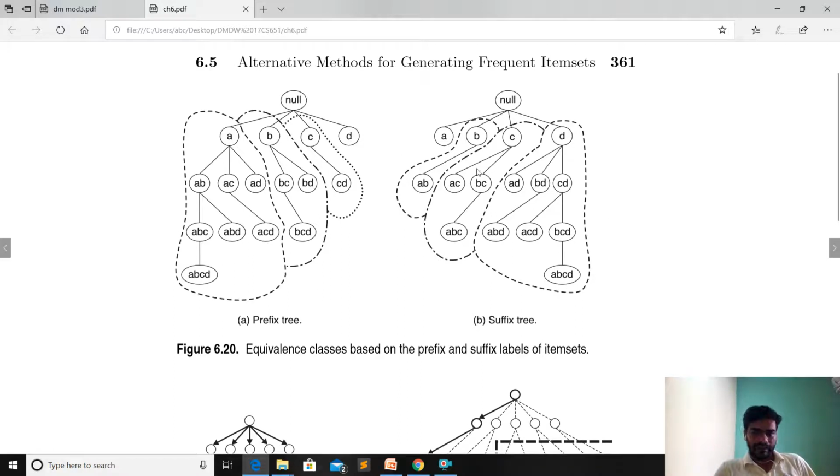Now in the suffix tree, we look at the last letter. Here none of the item sets end with a. Taking b, the item sets that end with b form a group. Now c is the suffix: ac, bc, abc, all of them end with c as a suffix. Here all these items end with d as a suffix. So equivalence classes can be generated based on the prefix and suffix labels of the item sets.